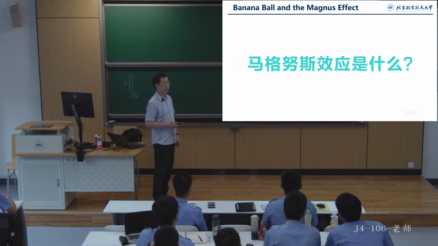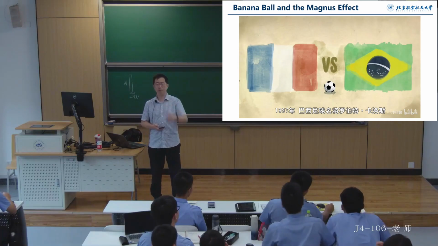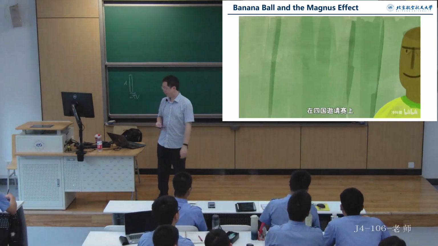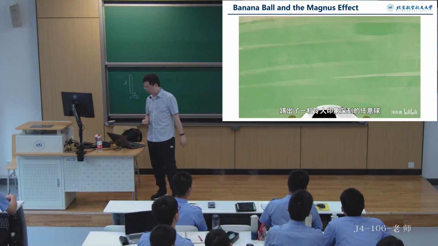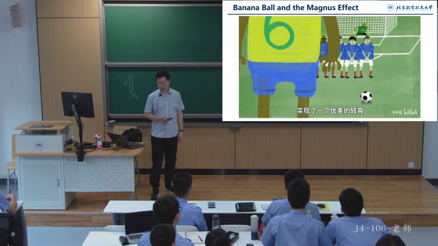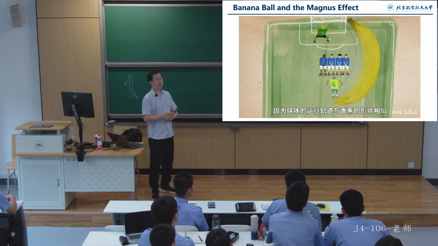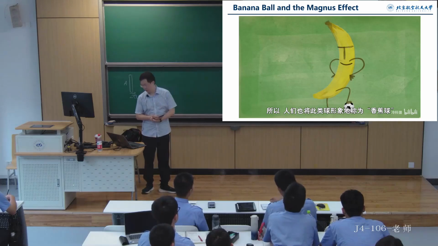What is the Magnus effect? In 1997, Brazilian football star Roberto Carlos demonstrated an impressive free kick during the Four Nations tournament where the football curved beautifully in the air, bypassing the wall of players. Because the trajectory of the ball resembles a banana shape, such balls are vividly called banana shots.